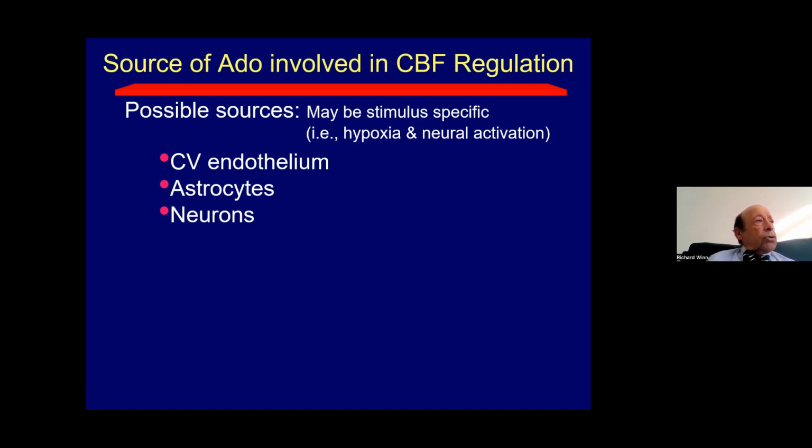Then in the closing few minutes here, I want to talk about a slight change in what we were trying to determine, and that was where is the source for adenosine that's involved in vasoregulation. Cerebral vascular endothelium, we found, did not play a role, so we ruled that out. And next, it's been known that neurons produce adenosine, as I showed you earlier, but astrocytic production was unclear.